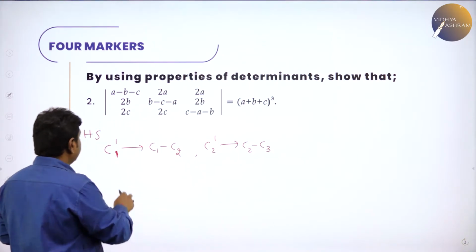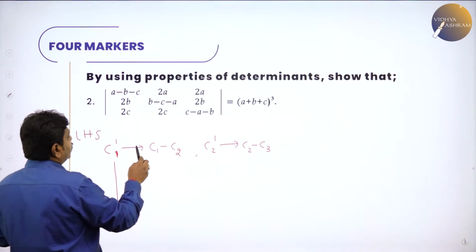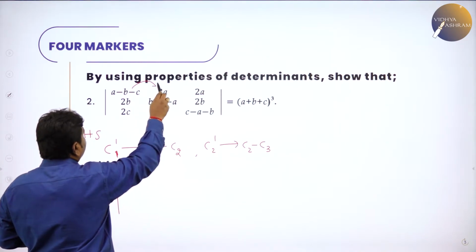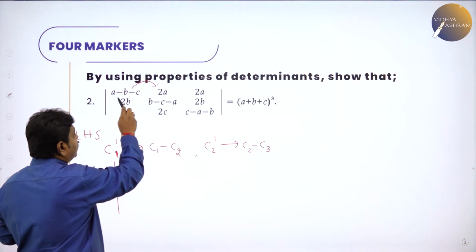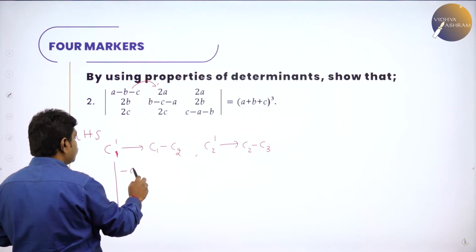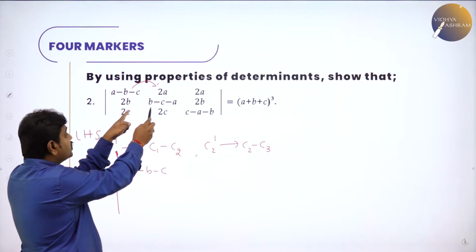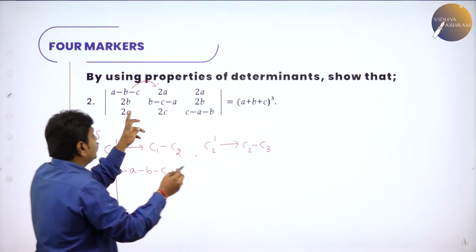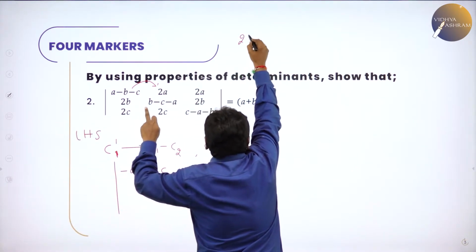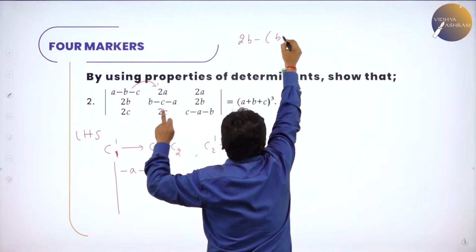So when you perform this, C1 minus C2 means this and this you have to subtract. Minus B minus A will be like this. A minus 2A becomes what? Minus A. So it will become minus A minus B minus C. Here 2B minus B. 2B minus B becomes B. Carefully see, I will show the 2B minus, we have to do B minus C minus A.